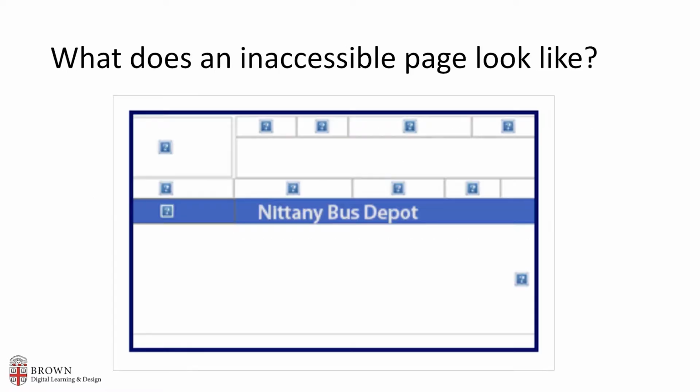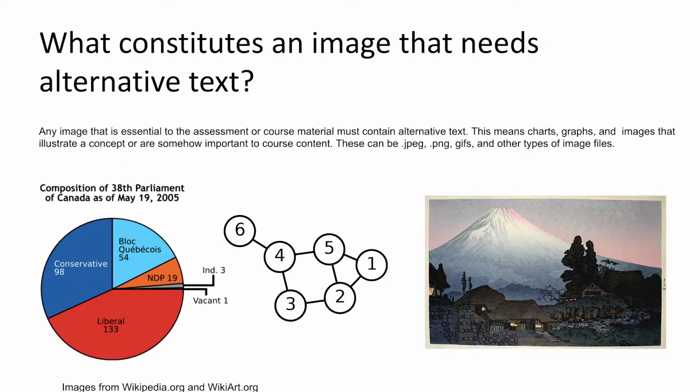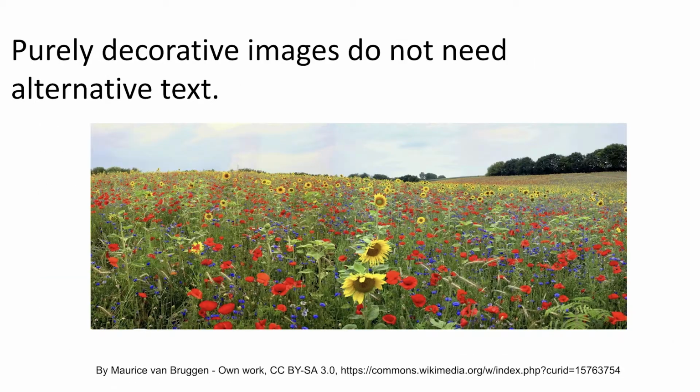What does an inaccessible page look like? As you can see, when you neglect to add alt text, a website becomes largely useless to people who rely on screen readers. In Canvas and PowerPoint, the effect is largely the same. Any image that is essential to the course material must include alternative text. This includes charts, graphs, and other types of images for course content. This is, of course, the same thing if you're creating a training, say, for your staff. Purely decorative images do not need alternative text.